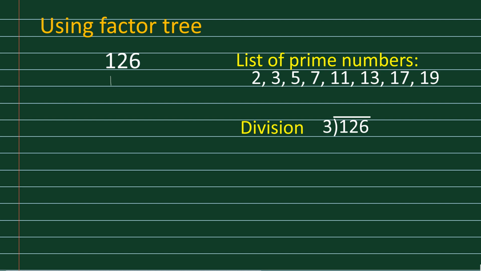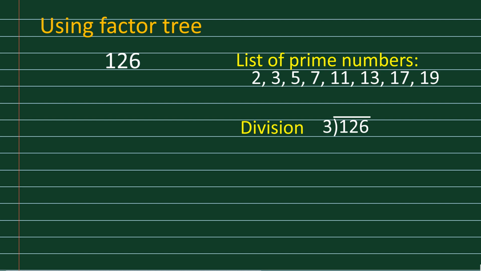So 1 plus 2 is 3, plus 6 is 9. And 9 is divisible by 3, since when you divide 9 by 3, you get 3. So 9 is divisible by 3. So that means 126 is divisible by 3. Okay, let's erase this one and let's go to our division.